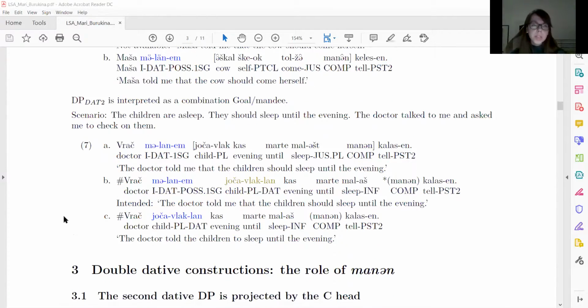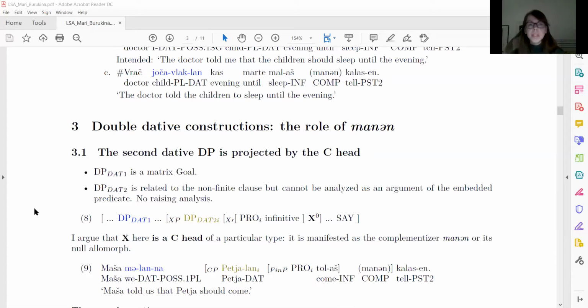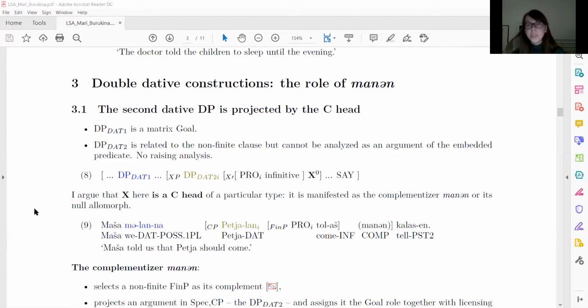So to summarize this very quickly, we have two DP datives, right? The first one is just a matrix goal of communication. We have support for that. And the second one is, on the one hand, related to the non-finite clause, so they form a unit together. But on the other hand, it cannot be analyzed as an argument of the embedded predicate itself. So the raising analysis, or let's say an ECM type analysis, are all excluded.